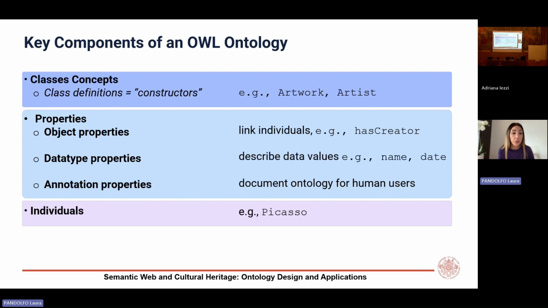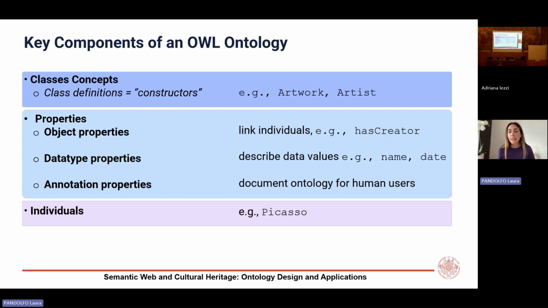Properties: we have three different kinds of properties. Object properties are useful to link individuals to other individuals. For instance, by means of a creator property, we can connect an artwork to its artist. With datatype properties, we can link an individual to specific data values, for example, the birth date of an artist.